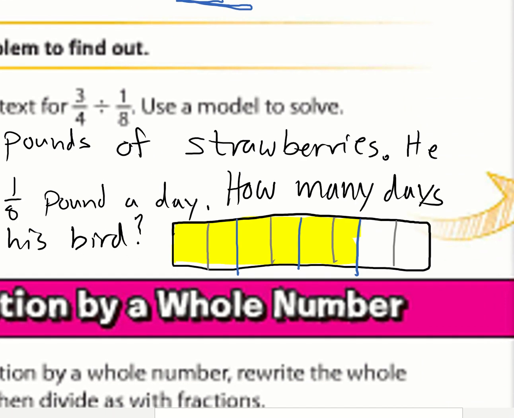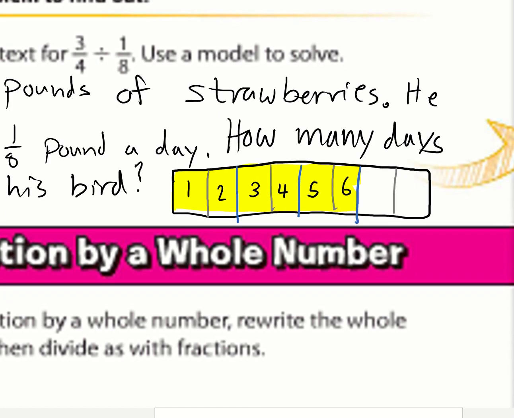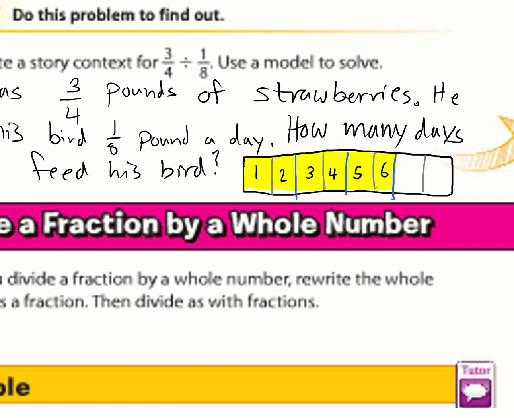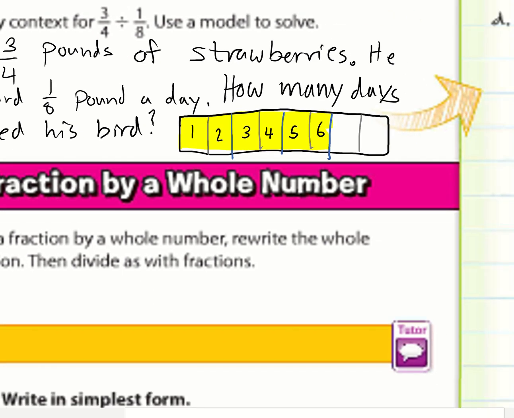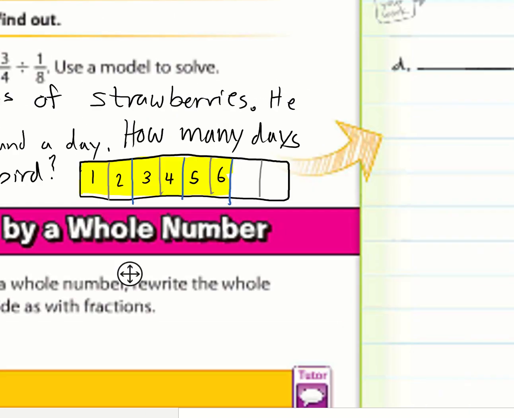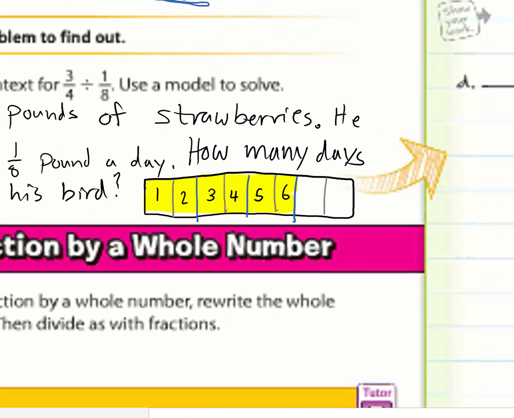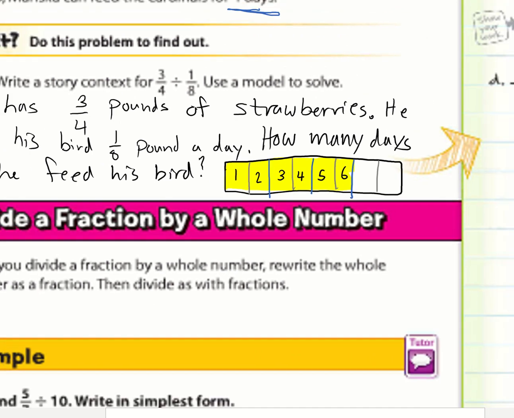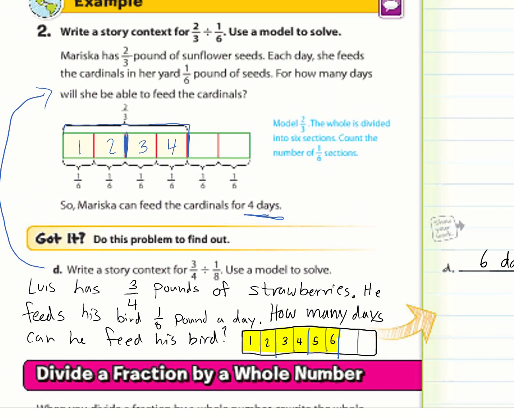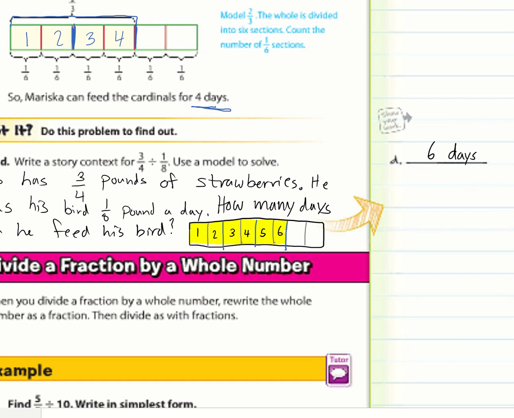If you look closely, I have 1/8, 2/8, 3/8, 4/8, 5/8, 6/8. Oh, I'm sorry. That should be 1 day, 2 days, 3 days, 4 days, 5 days, 6 days. I have 6 of my eighths that fit into the fourths, so I'll have food for 6 days. Now this is a pretty tough concept to grasp, so if you need to, rewatch example 2 and how I set up my story, go ahead and rewatch it.